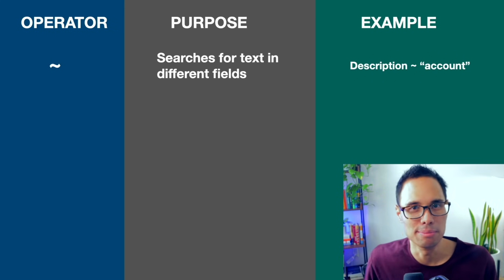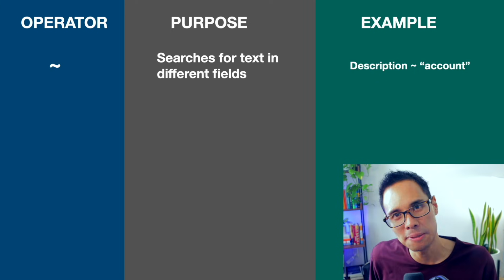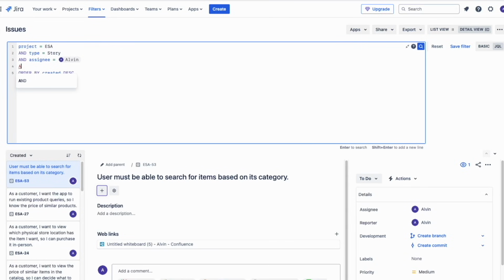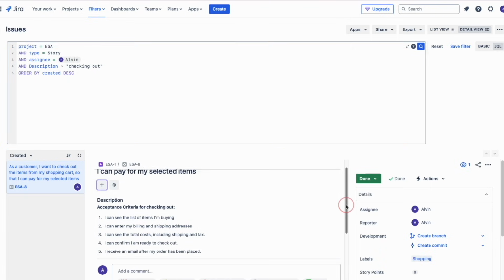And the last operator type is the tilde symbol, which searches for text in different fields. For example, let's say that you're trying to find all the issues which have the words "checking out" listed in its description. Here's how you can do that. We'll add a new line here that says and description tilde symbol followed by "checking out" in quotation marks. And when we press enter, Jira shows the issue that has the words checking out in it.